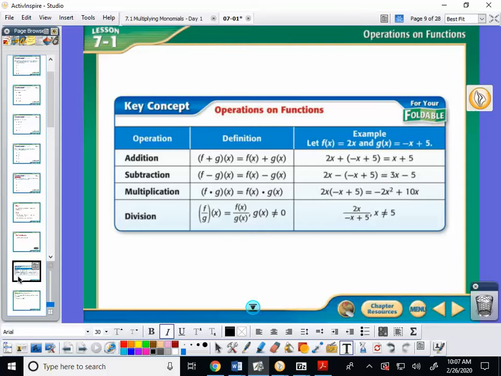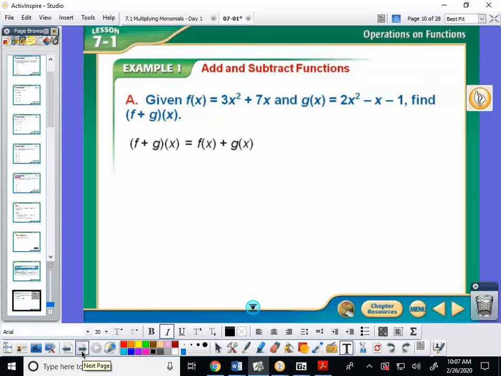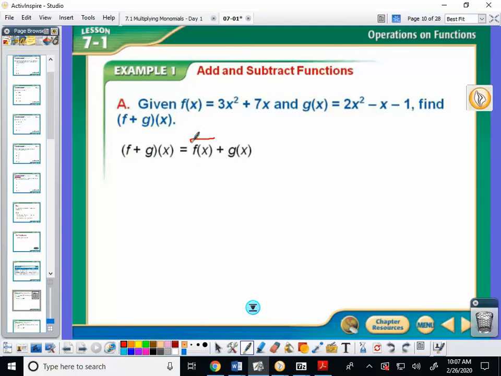Let's start with an example where we're adding two functions. Look at letter A with me. In letter A, we have 3x squared plus 7x. That's our f function. And our g function is 2x squared minus x plus 1. So I want to take f plus g of x. That simply means I'm going to take my f function and add it to my g function. The expression that is representing our f function is 3x squared plus 7x. So 3x squared plus 7x.